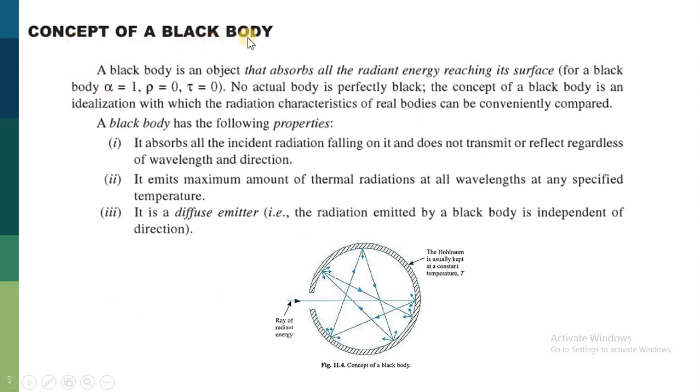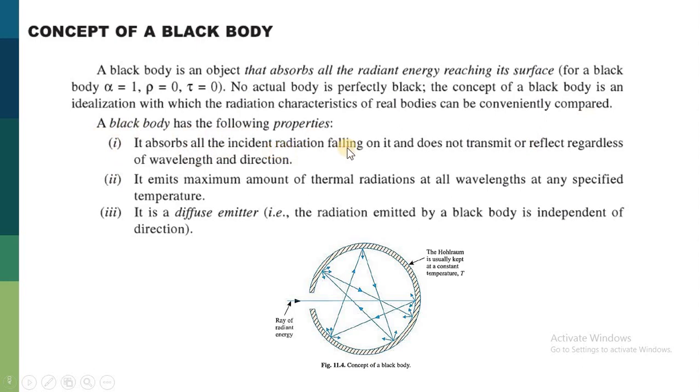Now let us understand the concept of a black body. We know that a black body is the body which absorbs all the radiation incident on it. So its alpha is 1, rho is 0 and tau is equal to 0. But practically such a body does not exist. This is just a conceptual body. In practice, a grey body may exist. But for research purposes, a black body has the following properties.